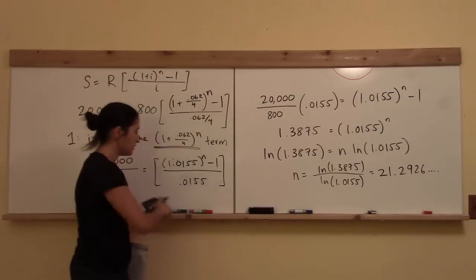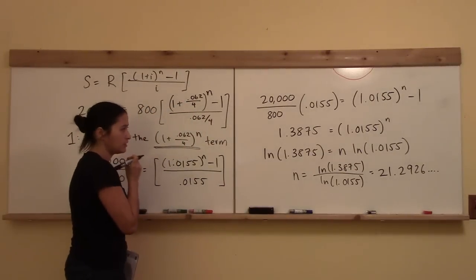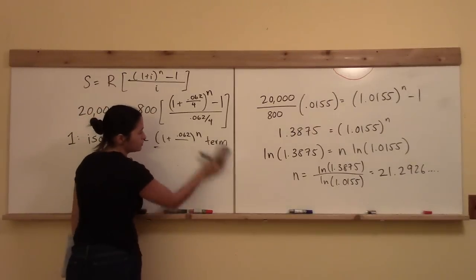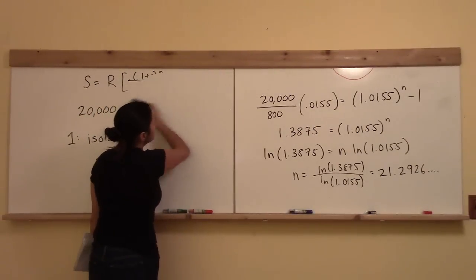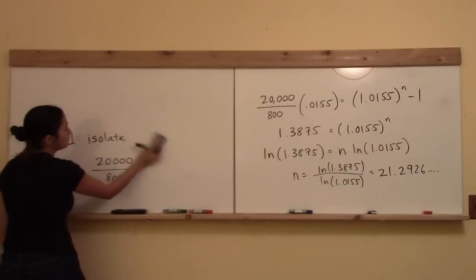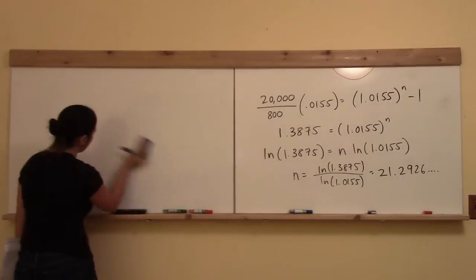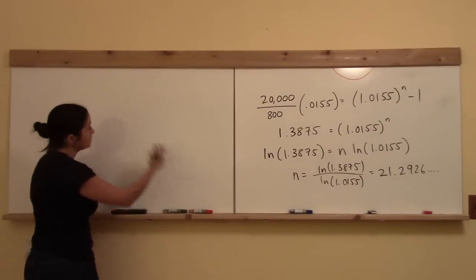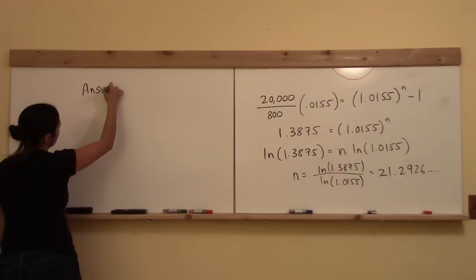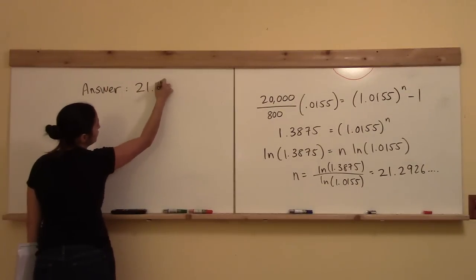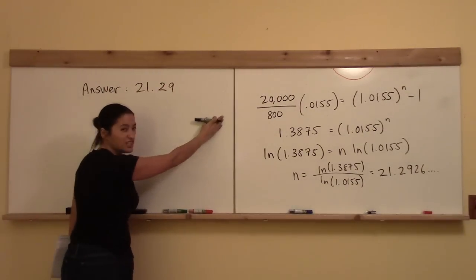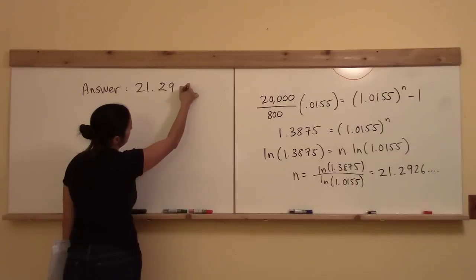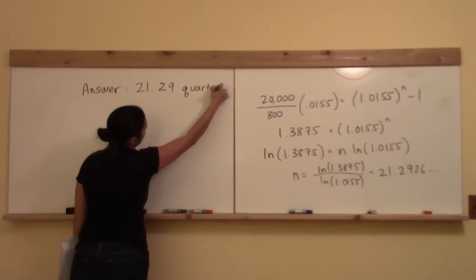Okay, I solved it out. Now let me think about it for a minute so that I can properly answer the question. I got n equals 21.29, and the question was, how long is it going to take for me to hit a goal of $20,000? Okay, first of all, what does that mean? 21.29 what? Try to answer that yourself. 21.29 what? Years? Weeks? Months? It was in quarters. So what that means is it's 21.29 quarters.